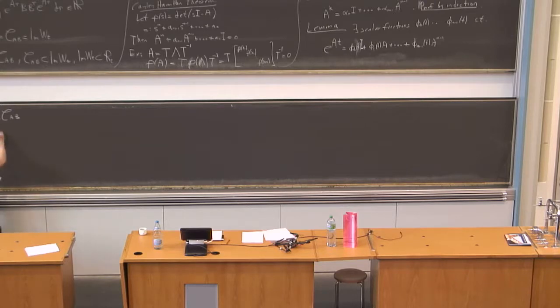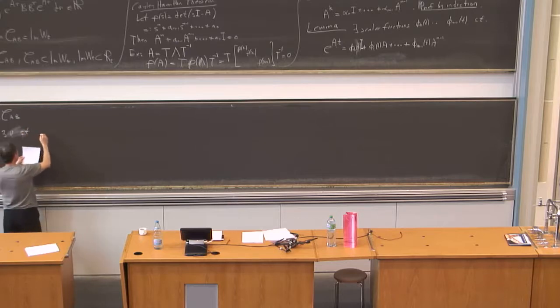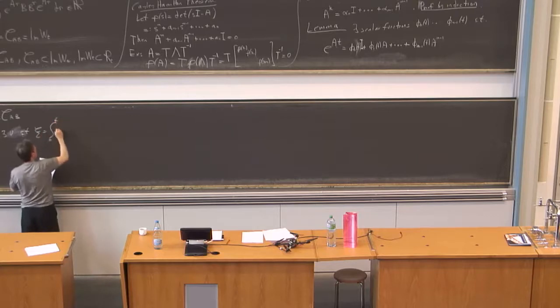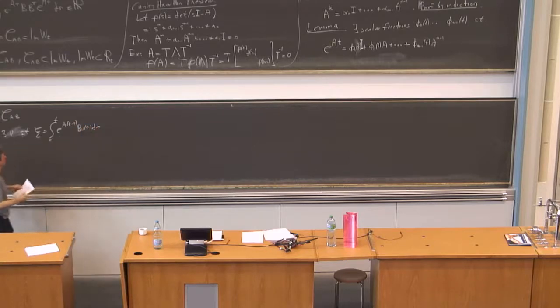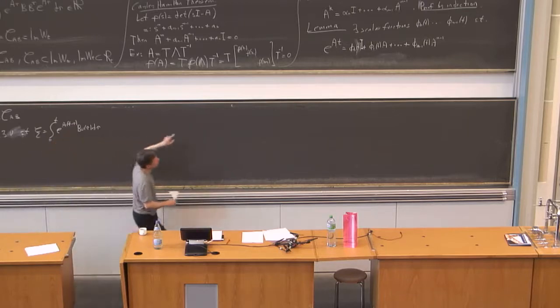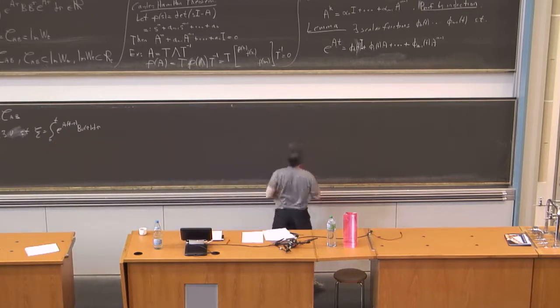Therefore, there exists a function of time u(t) such that Xi is equal to the integral from 0 to t of e^(A(t minus tau)) B u(tau) d tau. By definition, that's what it means for this to be in the reachable space. Now I am going to make the substitution of what e^(At) is.